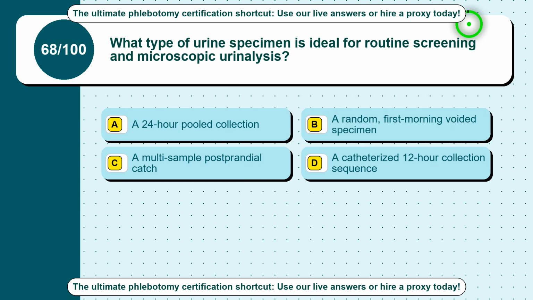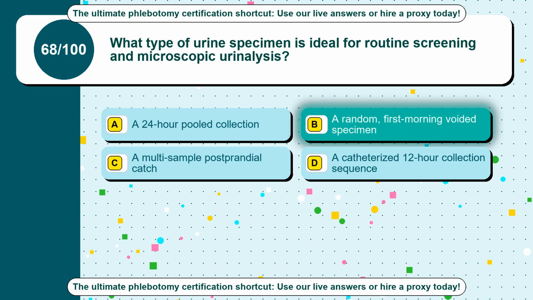Question 68. What type of urine specimen is ideal for routine screening and microscopic urinalysis? Option A. A 24-hour pooled collection. Option B. A random, first morning voided specimen. Option C. A multisample postprandial catch. Option D. A catheterized 12-hour collection sequence.